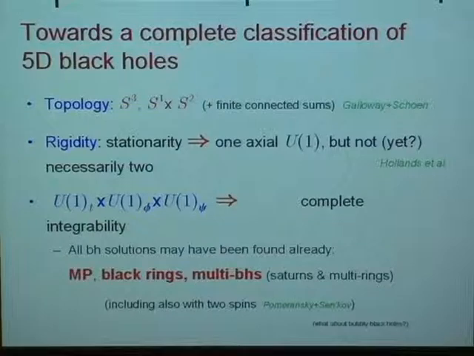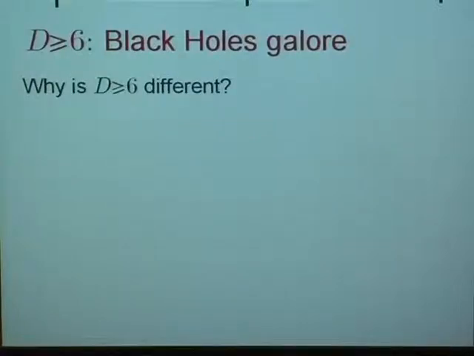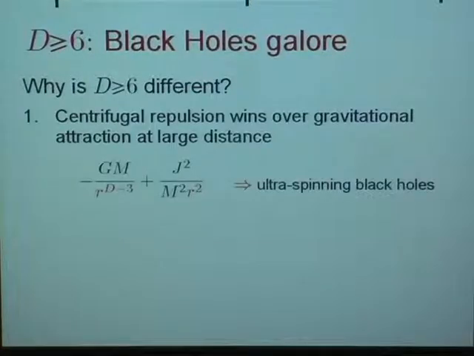Now, there are some corners to be swept, as I said, but then we want to move on to six or more dimensions. And in this case, the subject just explodes in our hands. Why should we expect D larger than or equal to six to be different? Well, there are several reasons. One of them is that, besides the fact that we get more degrees of freedom for the graviton, you can see that the balance of forces between centrifugal repulsion and gravitational attraction changes qualitatively as we go to six or more dimensions.